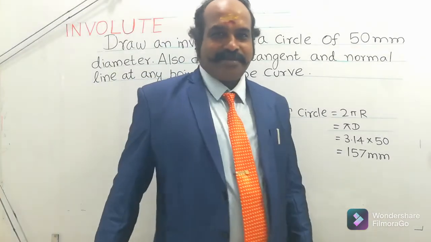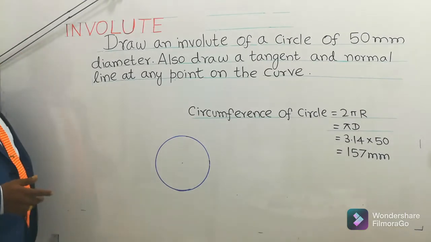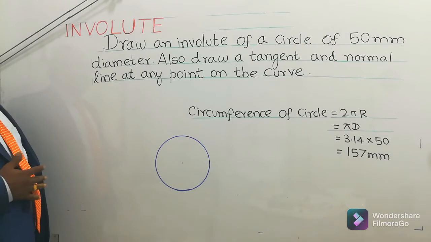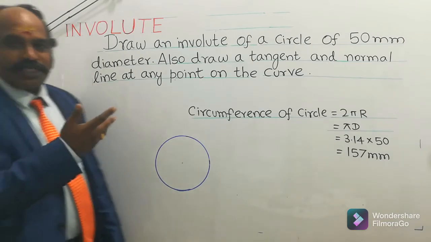Please read the question on the subject called engineering graphics. Draw an involute of a circle of diameter 50 mm. Also draw a tangent and a normal line at any point on the curve. The given question is about involute.